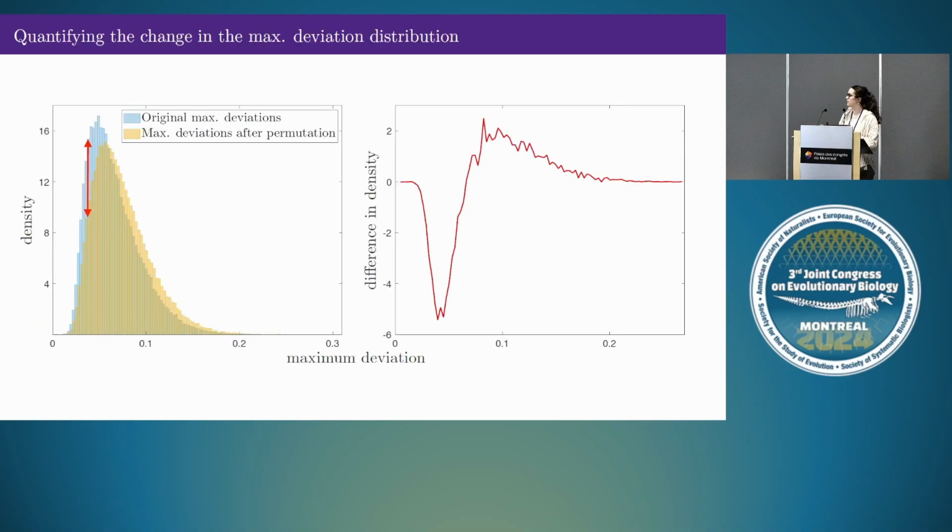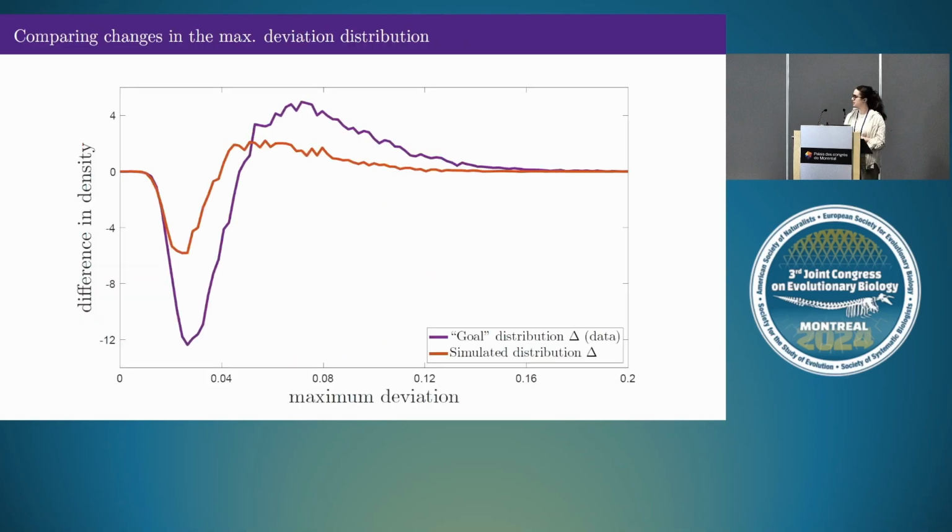So to quantify that shift in the distribution, we've been looking at the bin-wise difference in the various maximum deviation values. And so this results in a curve that characterizes both the direction and the magnitude of the shift we see. And so if we can get this curve for some goal distribution with unknown parameters, like from a data set, we can simulate using various parameter values and compare the resulting curve to our goal curve. And we can treat that as an objective function. So we can try to minimize the mean squared error between the two and try and get them to match.